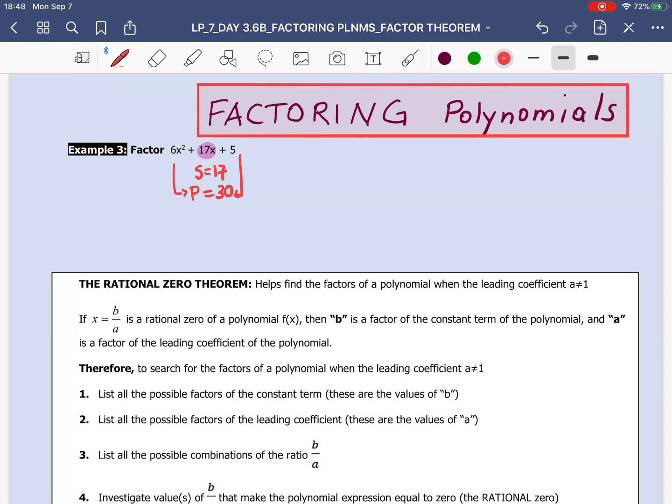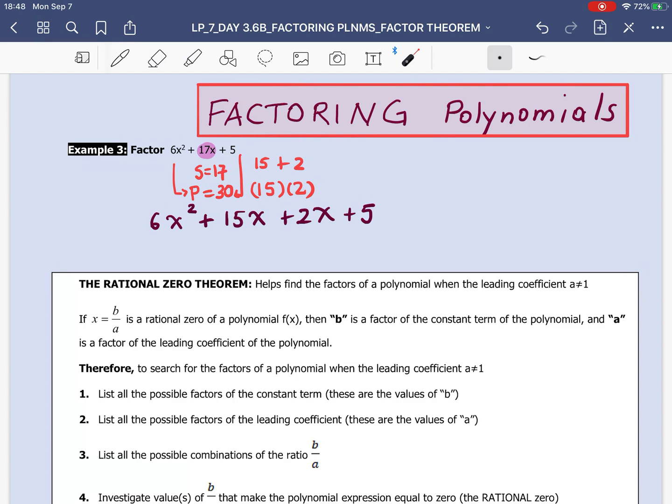So the two numbers that multiply to 30 and add to 17 in this case are 15 and 2, because 15 times 2 equals 30 and 15 plus 2 equals 17. So we're going to break down the middle term into 15x and 2x. So our polynomial will change to become 6x squared plus 15x plus 2x plus 5. So the value of the polynomial has not changed. It's just the way it looks that has changed, because the middle term is broken down.